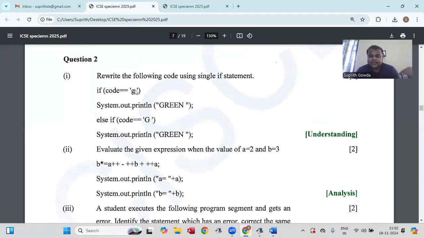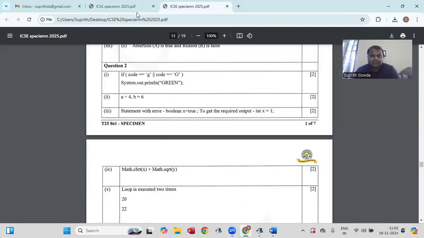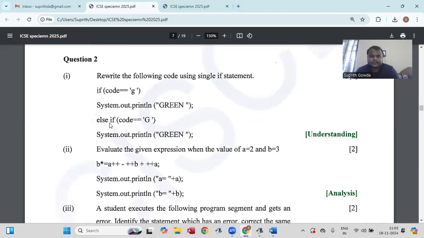So he has given if and else if, right? And he has used equal equals with small g and capital G, then your output should be green, right? If code is equal to small g or capital G, we're going to print green. If either one is there, that is also right. You can see there he has taken the same output, because both else if branches are the same.